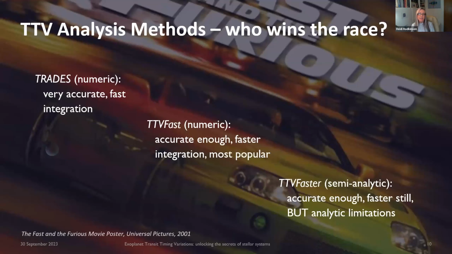Now, TTV Fast is actually by far the most popular, with TRADES and TTV Faster coming in joint second but way behind, which may be due to computational resource still being a prime consideration and those analytic limitations. However, a potential downside to each of these and other similar TTV-specific methods is that you need to be able to code, including combining them with other methods to narrow your results and assess stability.